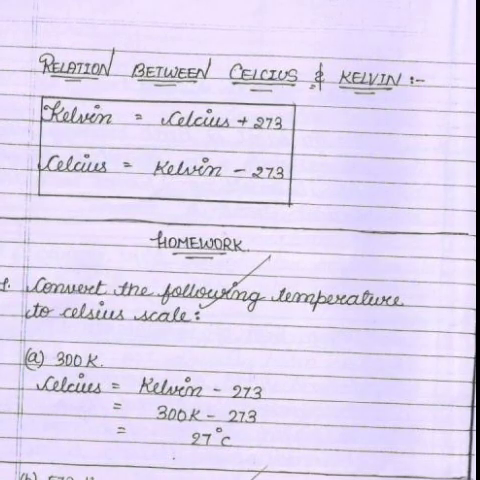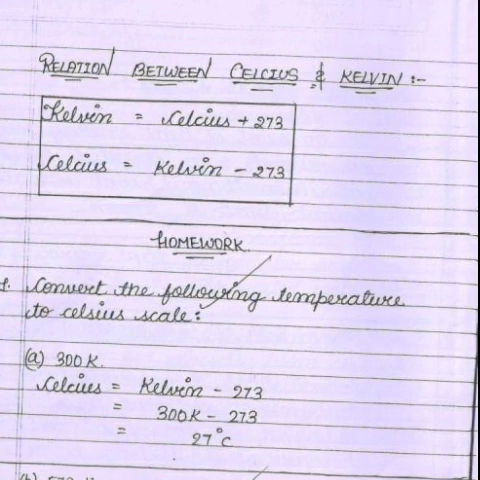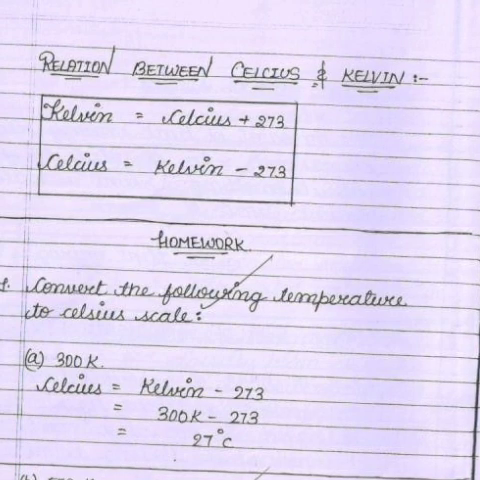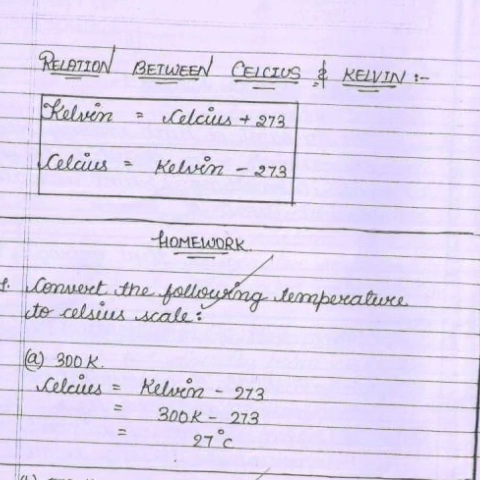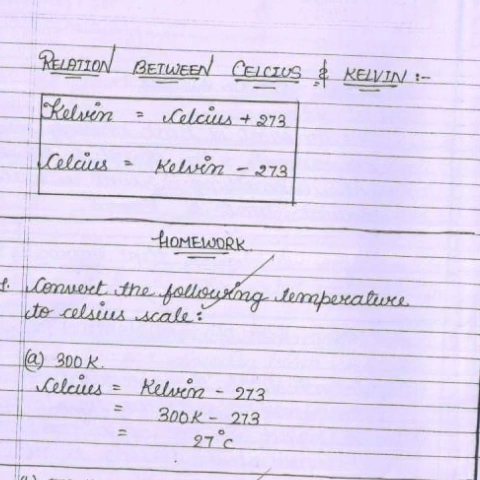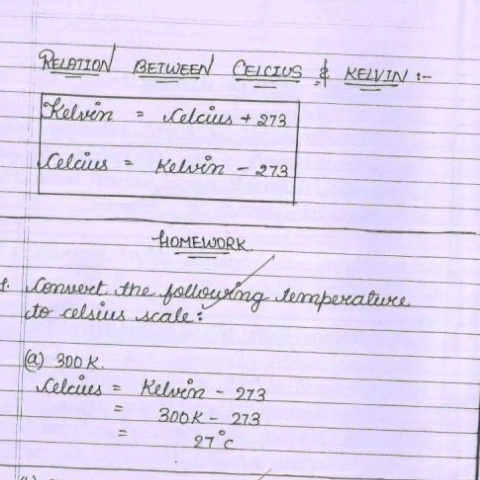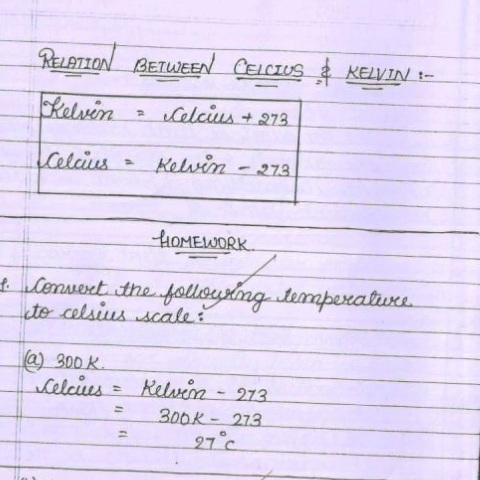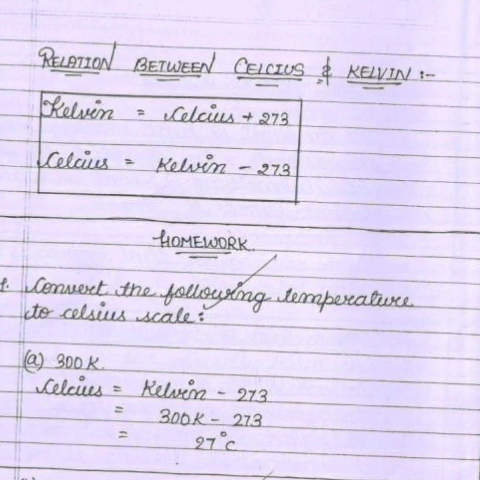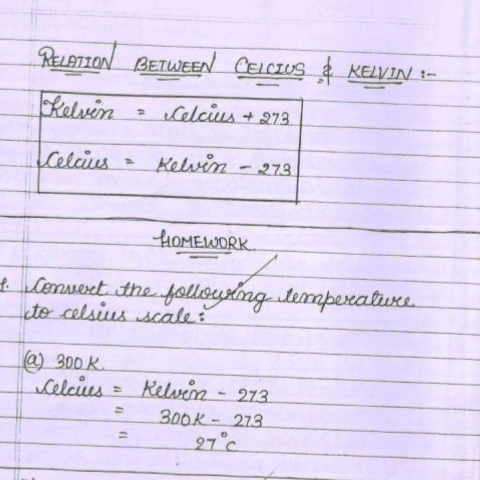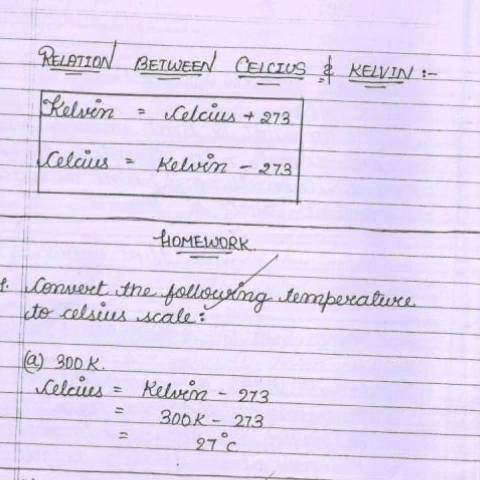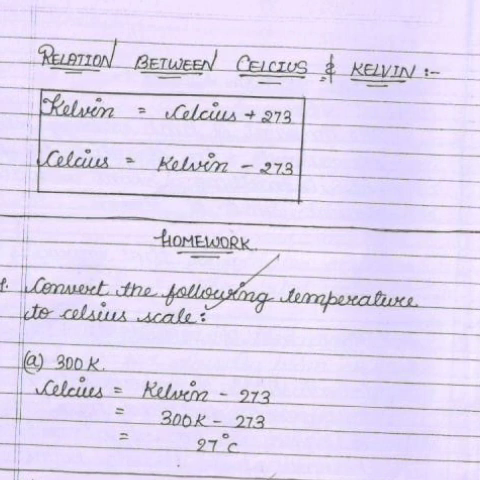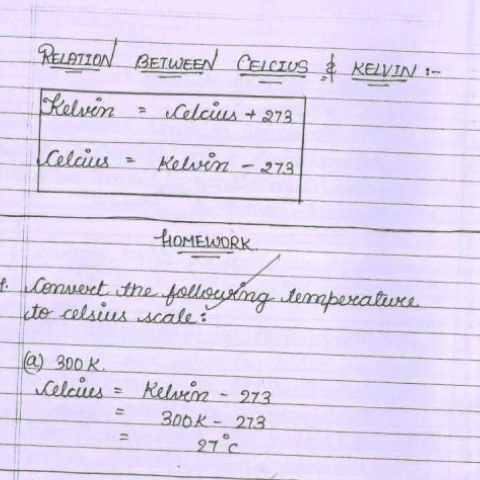For determining the temperature, there are two particular units, that is Celsius and Kelvin. Also there is Fahrenheit, but here we will deal with Celsius and Kelvin. So what is the relation between Celsius and Kelvin temperature? Kelvin is equal to degree Celsius temperature plus 273. That means if you add 273 to the degree Celsius temperature, you will get the temperature in Kelvin. And Kelvin is the SI unit of temperature.